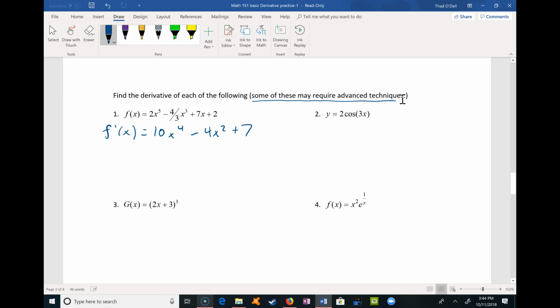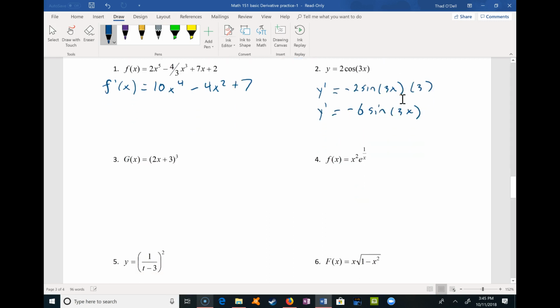Okay, this one does require you to remember the chain rule, because notice this is a cosine of something. So y prime would be negative 2 sine of 3x times the derivative of 3x, which would be times 3. So I would rewrite that as negative 6 sine of 3x.